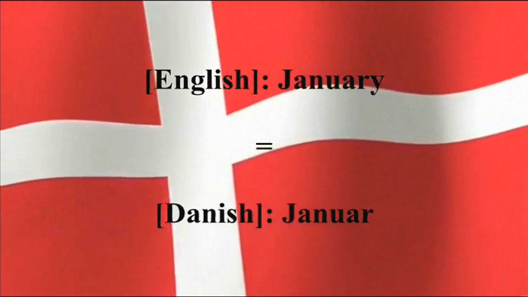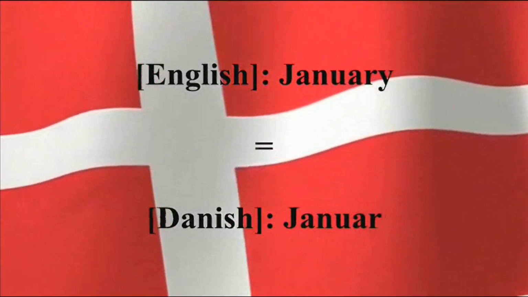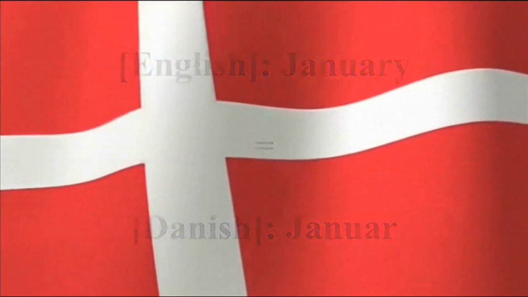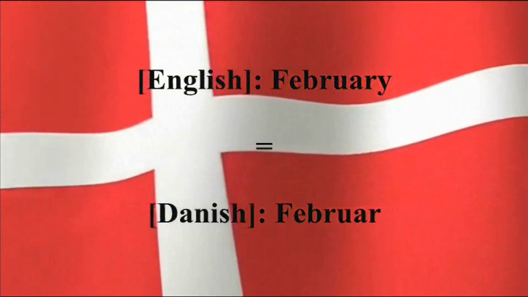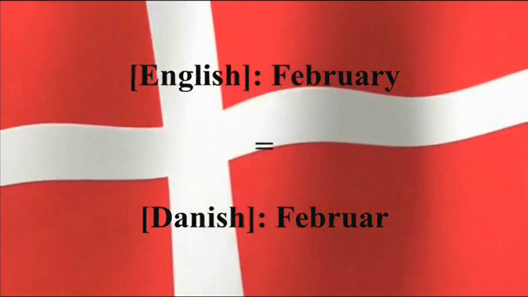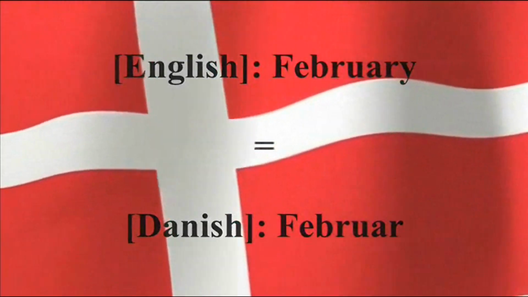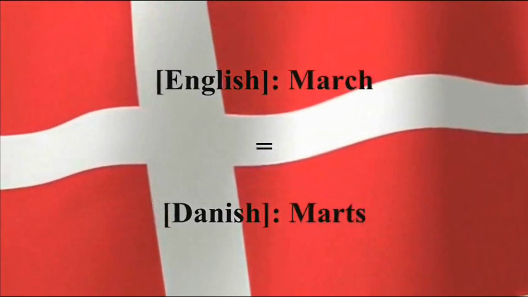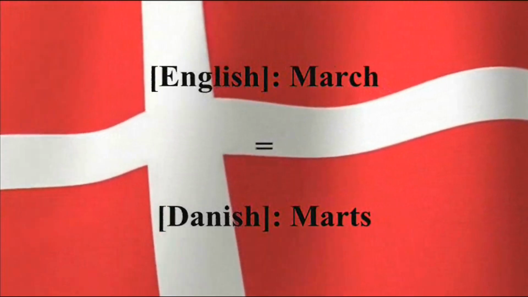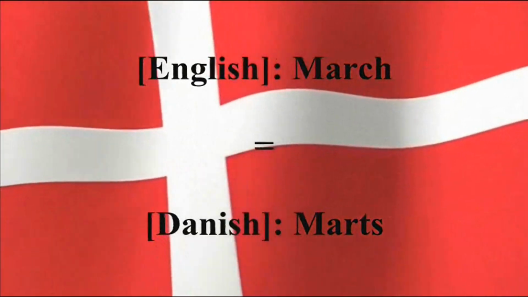January. In Danish we call it januar. Januar. February. In Danish we call it februar. Februar. March. In Danish we call it marts. Marts.